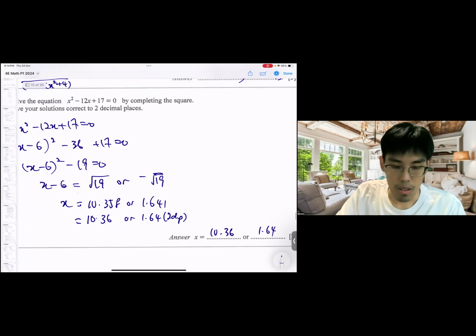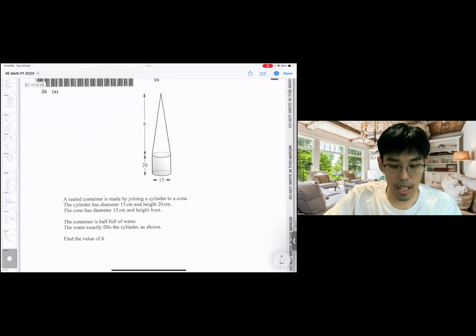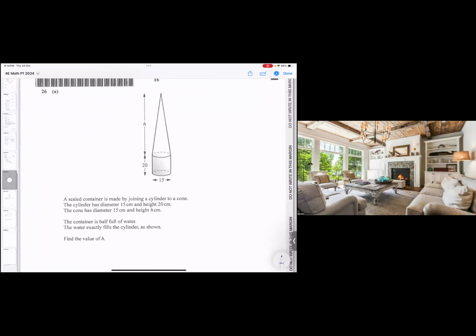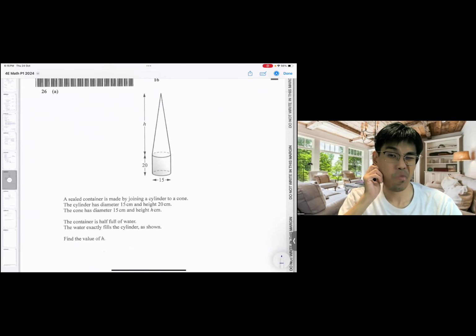Okay, next. 3 marks. Easy stuff. Okay. How much more though? Okay, finishing already. 2A. Cylinder, 15, 20, 15H. Okay. Half full with water. The water exactly fills the cylinder as shown. The water fills exactly the cylinder. Find the value of H.